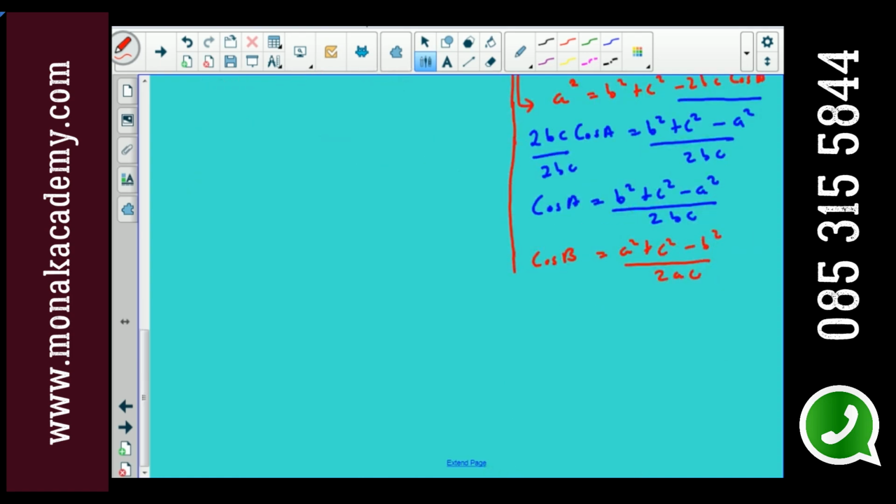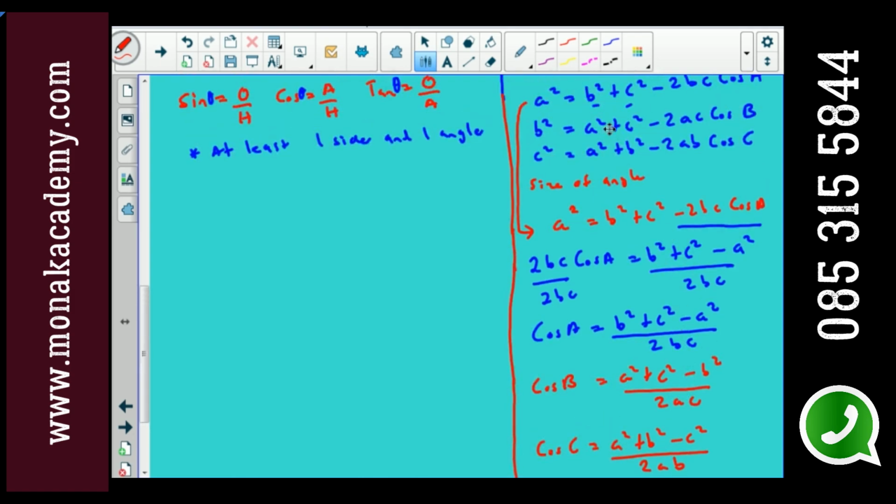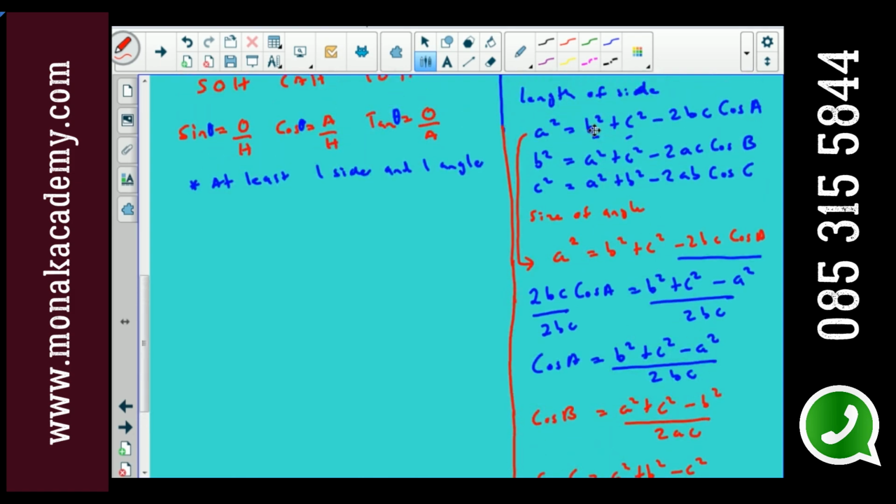What do you think cos C will be? A squared plus B squared minus C squared over 2AB. That's it. That is the cosine rule. And as you can see, if you just remember the formula for calculating length, you can use change of subject to find the formula for calculating the angle.